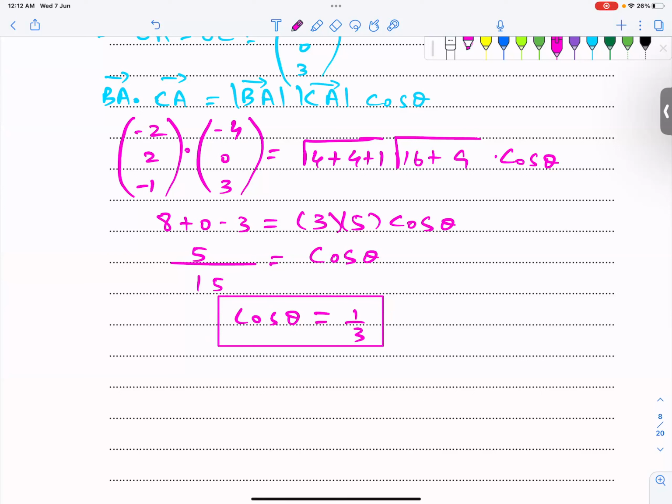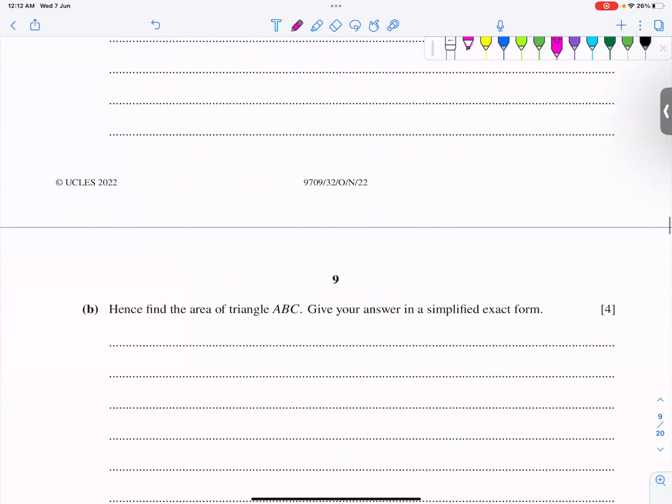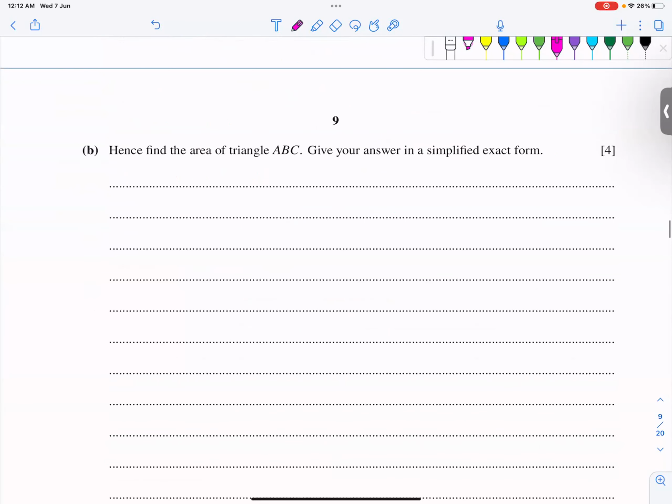Okay. So let's move to the next part of this question. Hence, find the area of the triangle ABC. Give your answer in simplified exact form. In most of the questions in vectors, while finding the area of the triangle, you will apply this formula: 1 over 2 times any two sides times the sine of the angle between them.